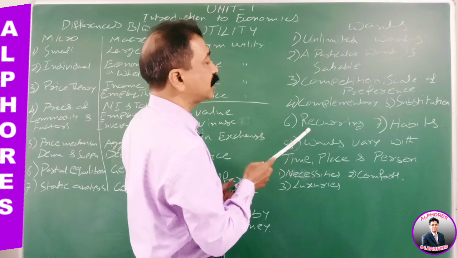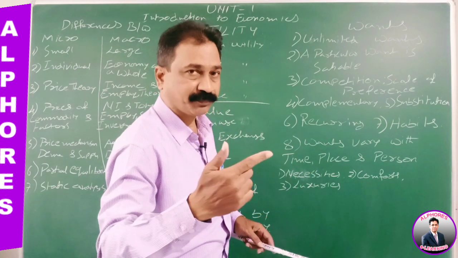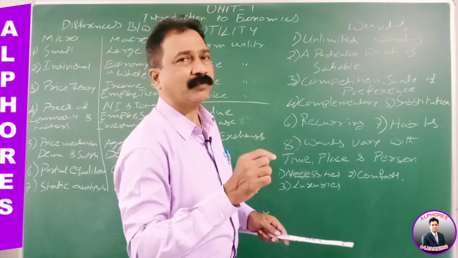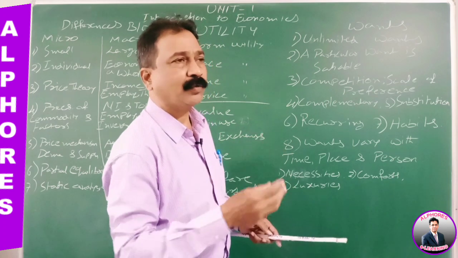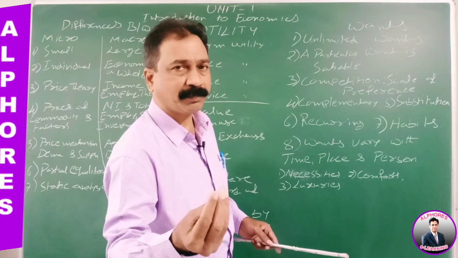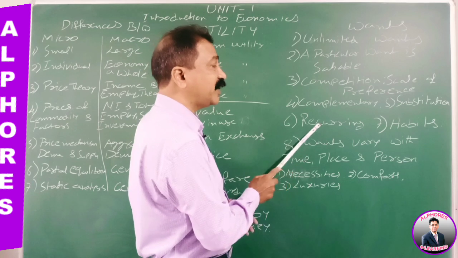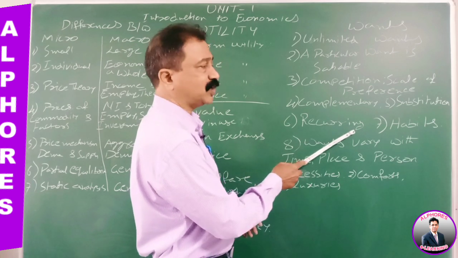Next one is reoccurring. Some wants reoccur, happen again and again. That is reoccurring. Morning you took the water, afternoon again. Morning you took the breakfast, afternoon lunch, night supper. See, wants are going on, happening again and again. That is reoccurring, recurring wants.